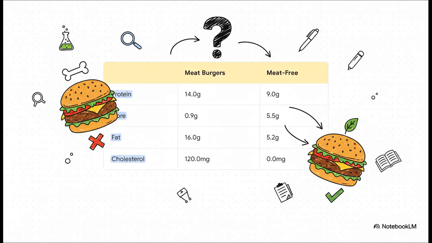The question asks you to weigh up the pros and cons of meat burgers versus meat-free burgers for a healthy diet, and you have to use this table. Rule number 1, you must use the data. Just a quick look shows some huge differences, right? Protein, fiber, fat, and look at that cholesterol difference.